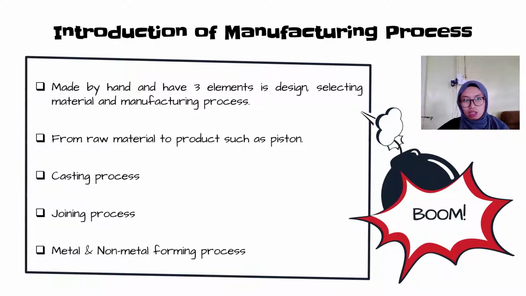This is the introduction of manufacturing process. Manufacturing processes are made by hand and have three elements, the main being design, selecting material and manufacturing process. This process goes from raw material to product, such as a piston. So today, me and Faqrul Radzi would like to present about casting process, joining process, metal and non-metal forming process of a piston.